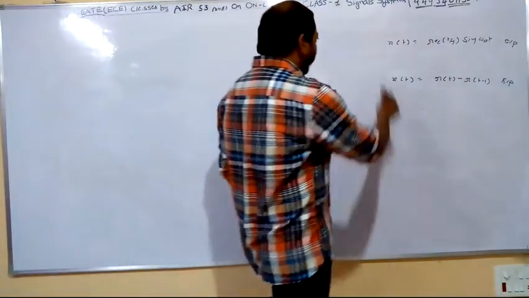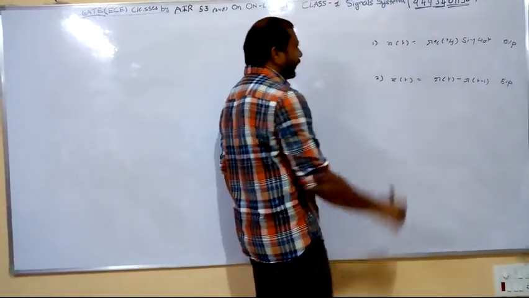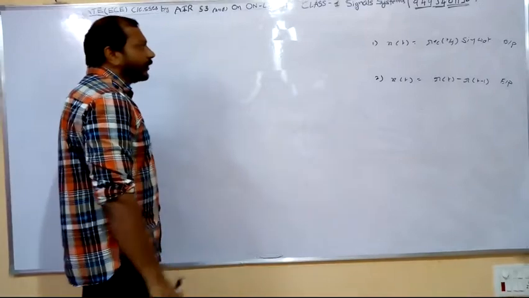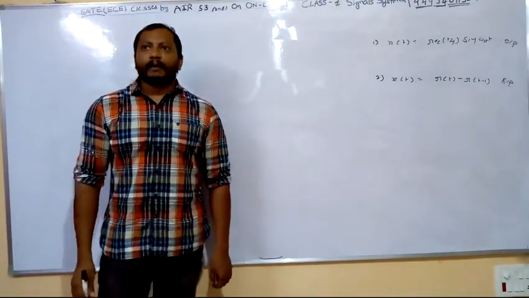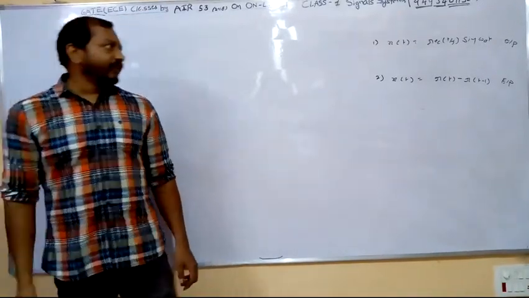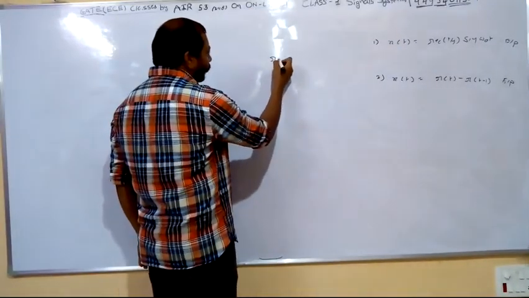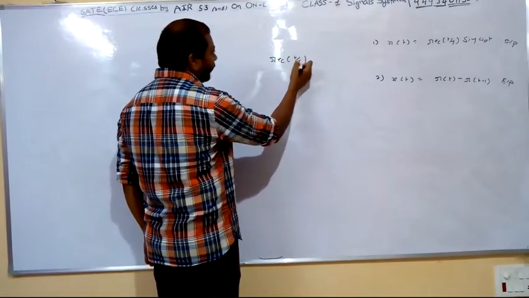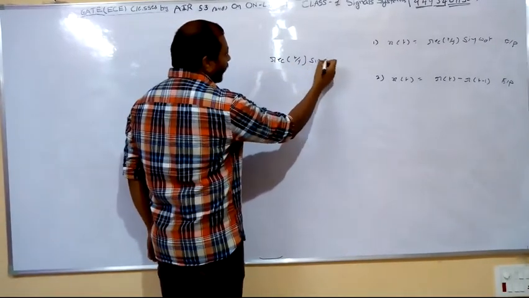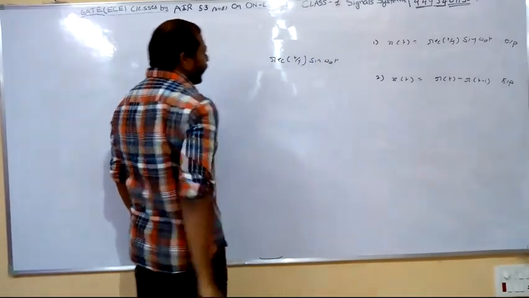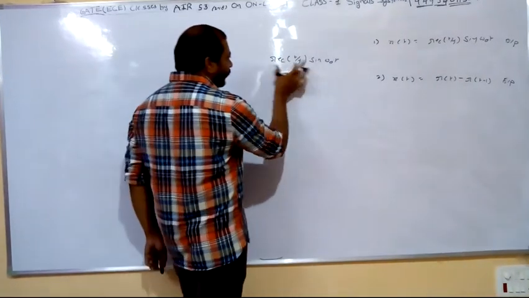Given x of t equal to rectangle of t by tau into sin omega naught t. This is the first question. What is the corresponding energy or power? If it is an energy signal, what is the energy? If it is a power signal, what is the power? Here x of t is equal to rectangle of t divided by tau, times sin omega naught t.